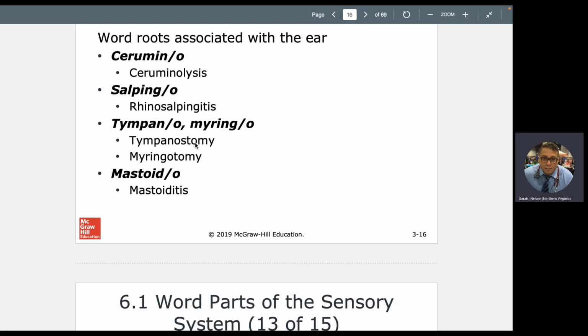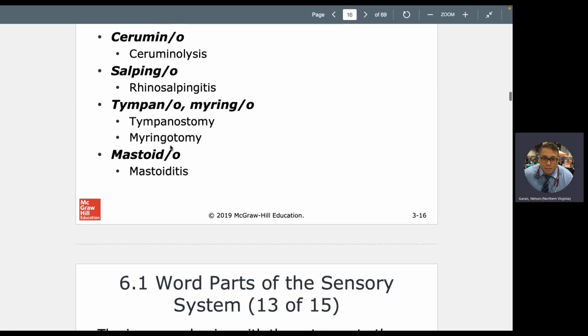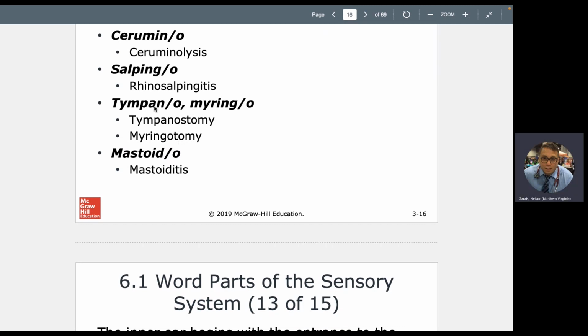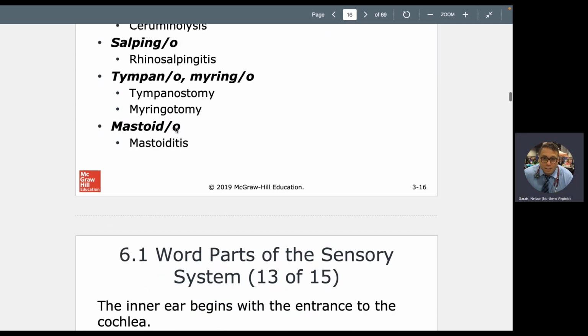Tympanostomy, stomy: I want to create a hole in your eardrum, for a number of reasons. If I want to cut into it as well, it's called a myringotomy. So these are your eardrum, tympano, myringo.